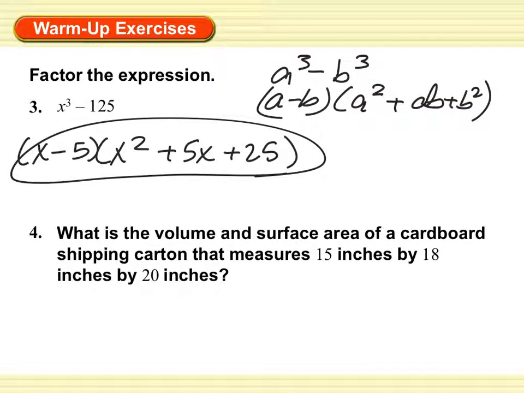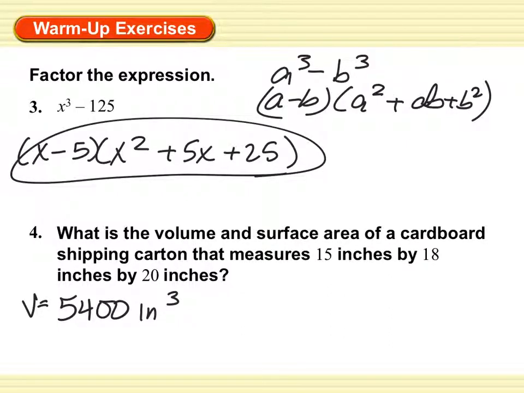And what is the volume and surface area of a cardboard shipping carton that measures 15 by 18 by 20? The volume will be all those things multiplied together. Let me grab my calculator. I don't have that ready. So I'm doing 15 times 18 times 20, which is 5,400 inches cubed. That's the volume.